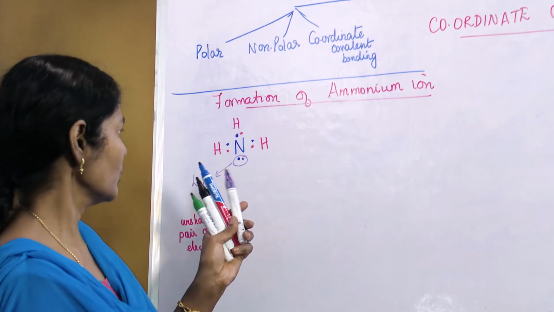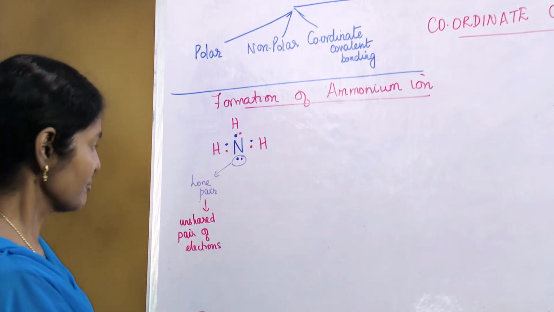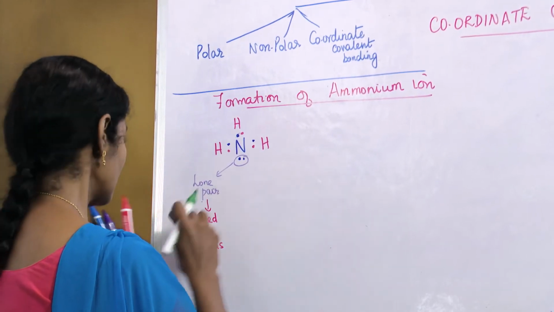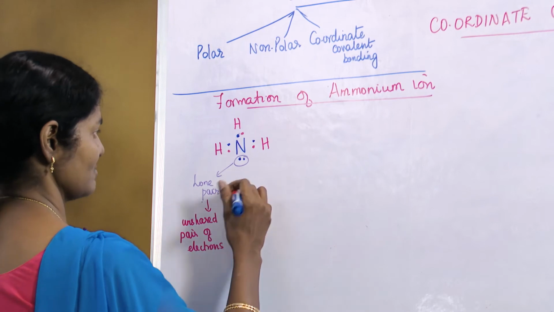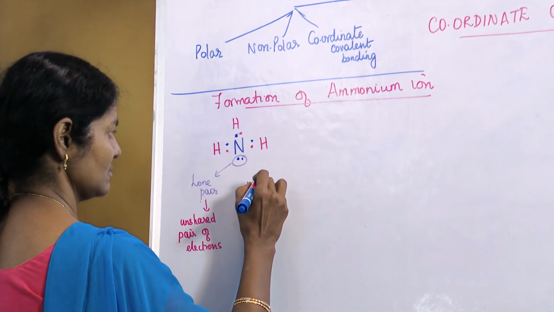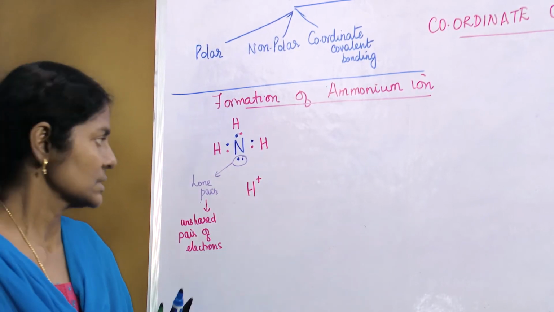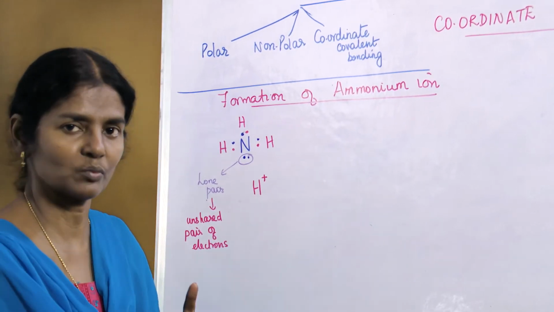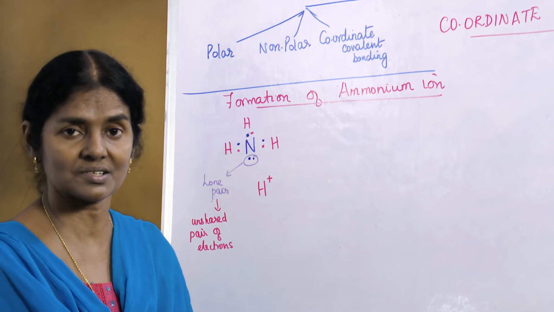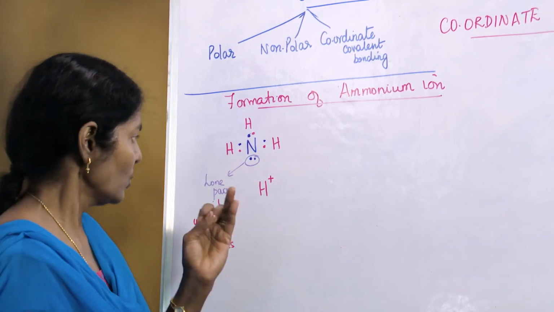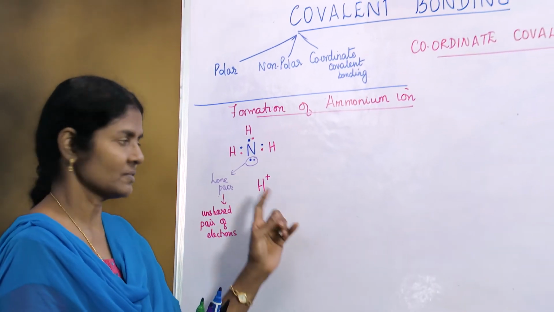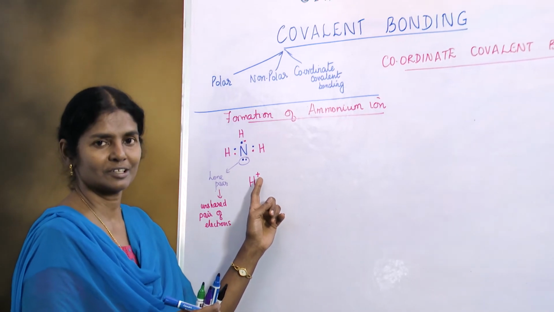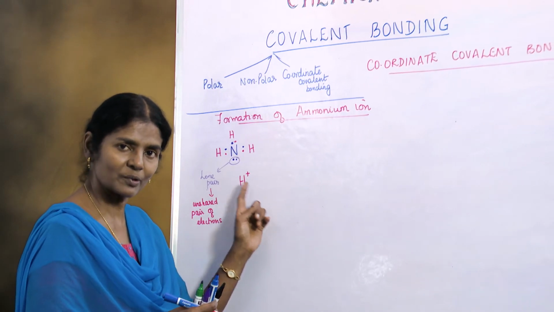Okay. Now what happens here? If one more hydrogen ion comes here. Remember, hydrogen has only atomic number 1, which means it has 1 electron and 1 proton. When that electron goes off, there is only 1 proton. All it has is only 1 proton here.